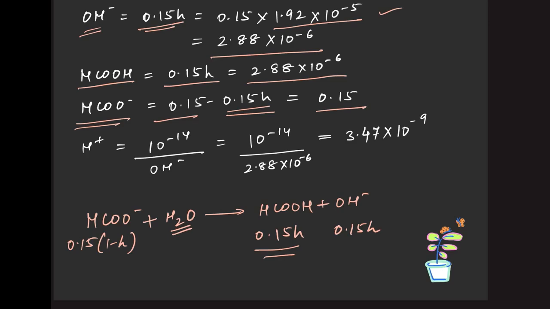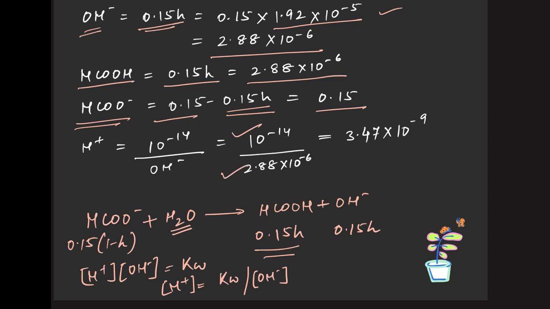अब H plus ion, H plus into OH minus कितना होता है? H plus into OH minus हो जाता है KW. So H plus ion concentration कितना हो जाएगा? KW divided by OH minus. ठीक है, and what is the concentration of KW? This is 10 to the power minus 14. What is the concentration of OH minus? It is 2.88 into 10 to the power minus 6. Solving, H plus ion की concentration आ जाएगी 3.47 into 10 to the power minus 9.